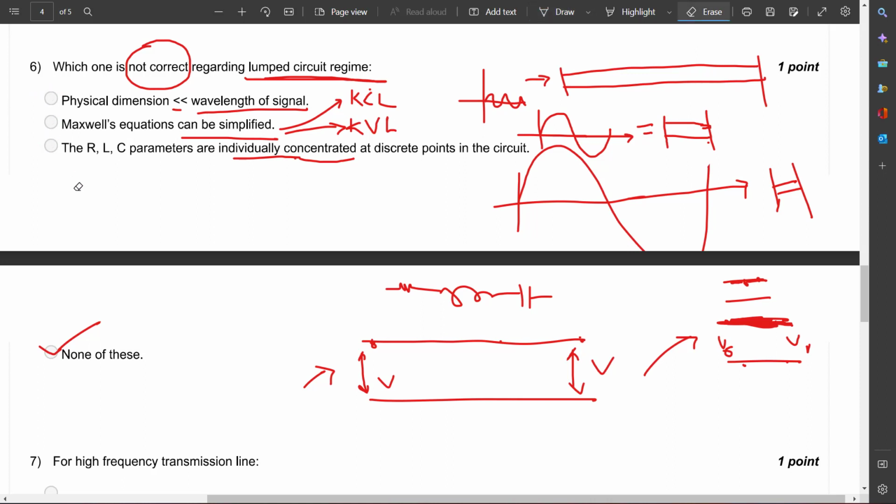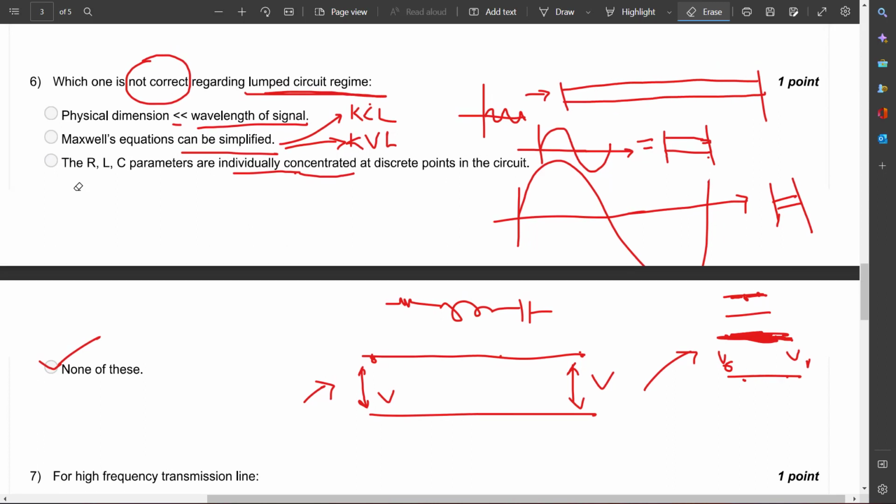Then ma'am, my question is, then how in a transmission line are we measuring resistance, inductance and capacitance?